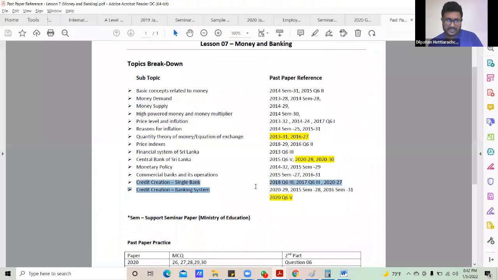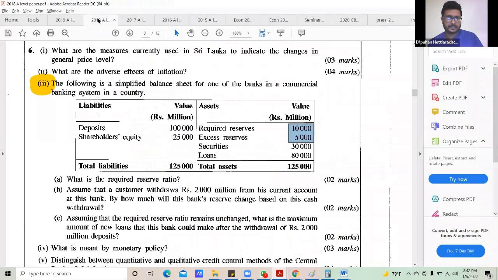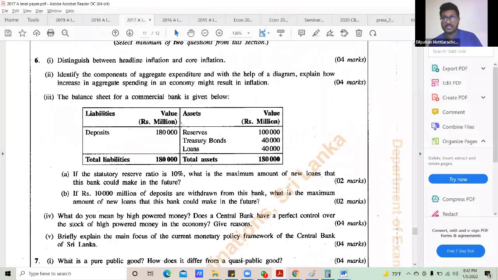So here I have selected some questions from single bank credit creation calculations. All these calculations are connected with balance sheets, right? We'll just go to one question and see what kind of a question you would get. This is the first question I'm selecting, right? So now, I will select this question, the 2017 question.